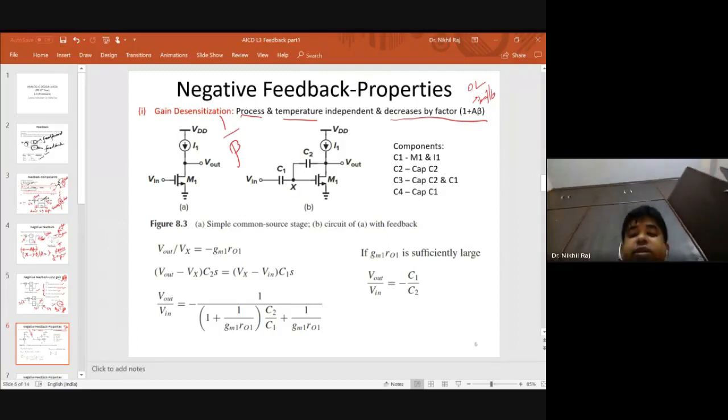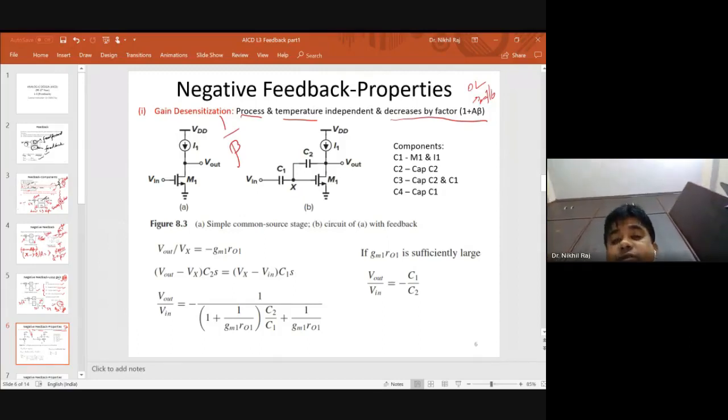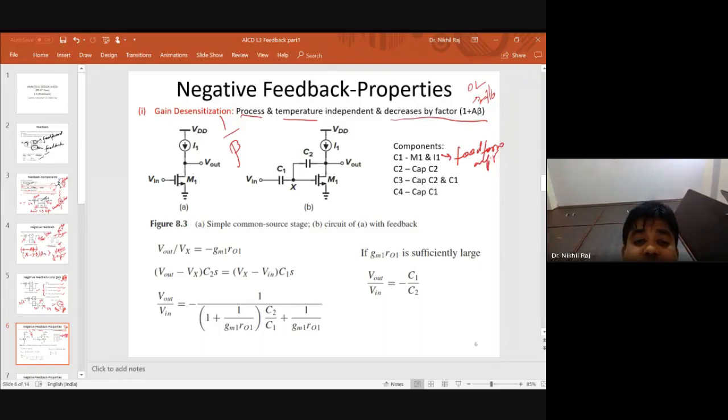So first we'll analyze the components of the feedback, the four components which we said should always be there. The number one component was your feed forward amplifier. Here, which is the feed forward amplifier? This one, C1, M1 and this one. These two are your amplifier structures. This is without feedback, number A, and this is with feedback. So with feedback, your main component is C1 here, which is your amplifier.